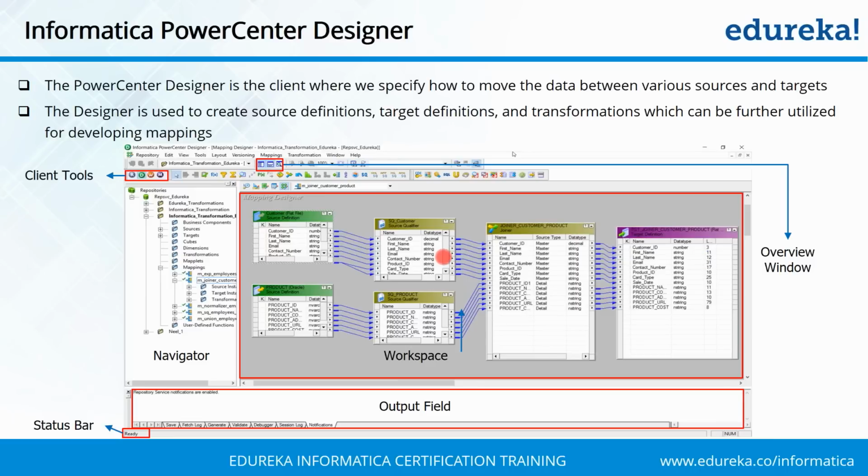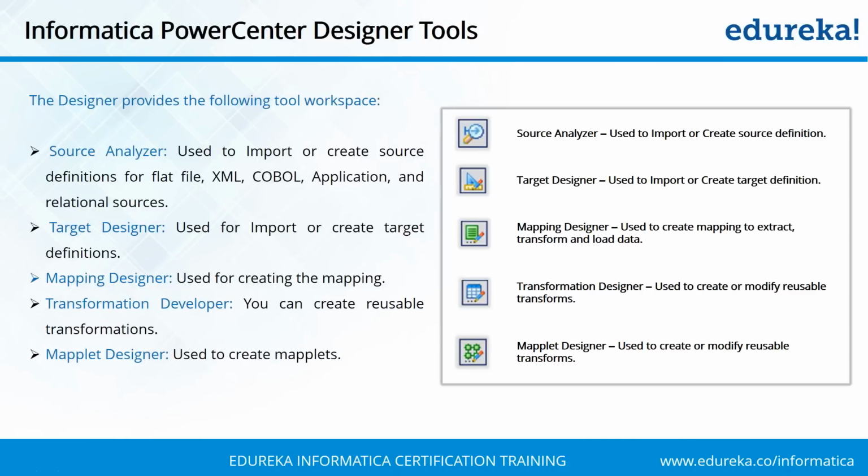Now apart from that, we can mainly divide here again into three fields. We have the workspace, you have the navigator option to your left, as well as you have the output field below. Now when we talk about the workspace in PowerCenter Designer, we mainly have five different workspaces. Now the first workspace that we'll be looking at is the source analyzer workspace.